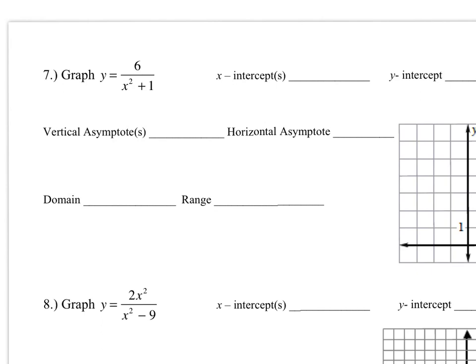we're going to find the x-intercept first. So to find the x-intercept, I'm going to set y equal to 0 and cross multiply. So we end up with 0 equals 6, which is not possible, so therefore there is no x-intercept. The vertical asymptote, that's when you set your denominator equal to 0.